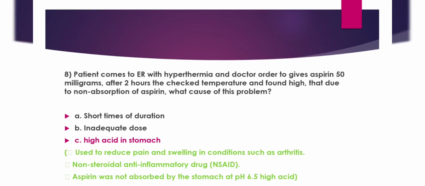Question number 8. A patient came to the emergency department with hyperthermia and the doctor ordered to give aspirin 50 milligrams. After 2 hours, they checked the temperature and found it high, due to non-absorption of aspirin. What is the cause for this problem? Option A, short duration of time. Option B, inadequate dose. Option C, high acid in stomach. Option C, high acid in stomach is the correct one.